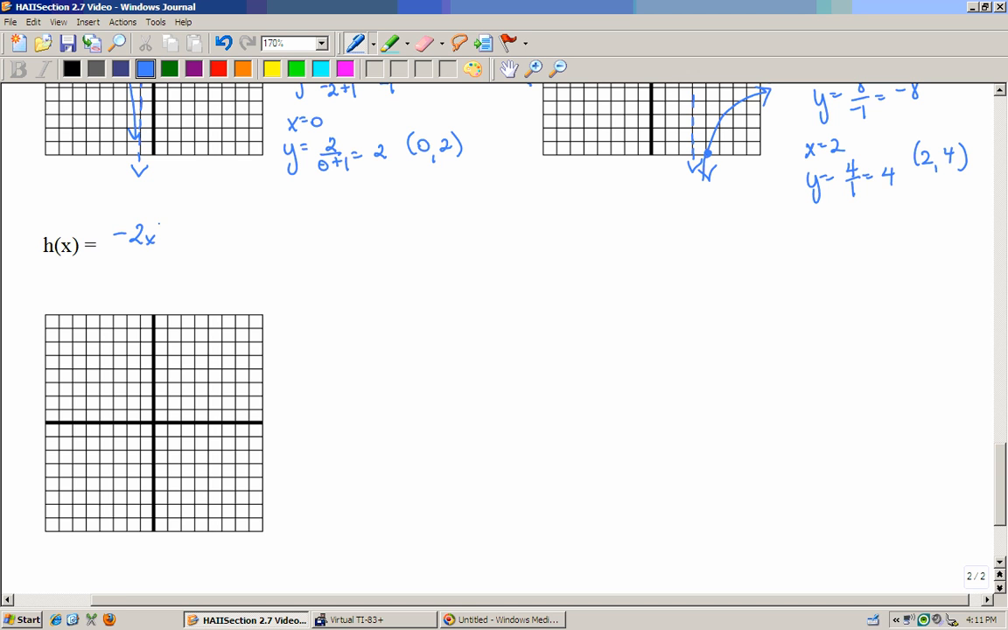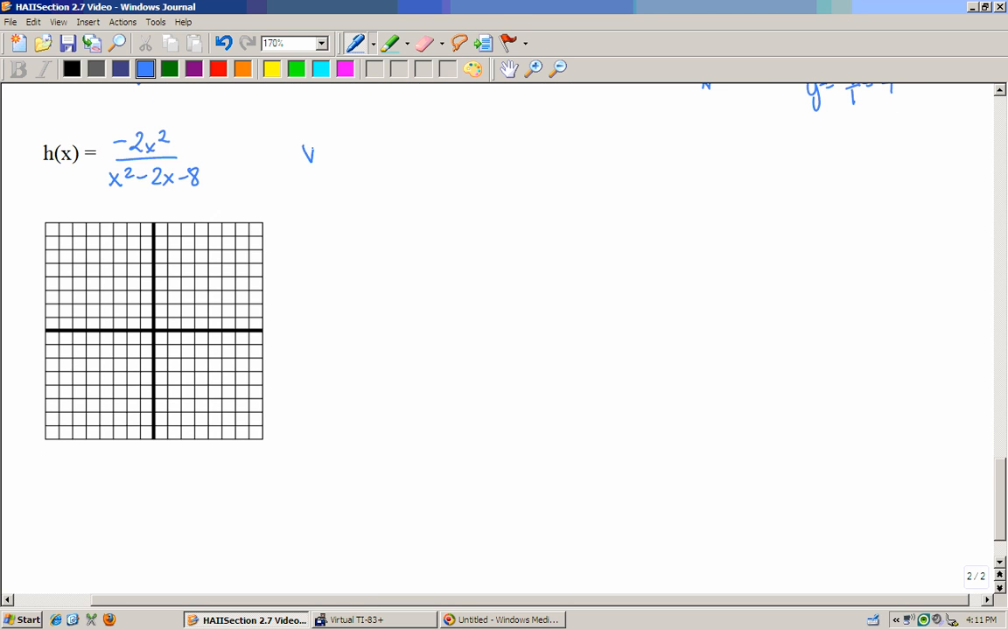Last example, if we go down here to h of x, I'm going to say it is negative 2x squared over x squared minus 2x minus 8. So we first have to figure out what the vertical asymptotes are by setting the denominator equal to 0. So this is a quadratic. You need to set it equal to 0 and factor. So that's x minus 4 times x plus 2. Two places where that's equal to 0 is when x equals 4 and when x equals negative 2. That means there are actually two vertical asymptotes where your graph is going to approach. So graph a vertical line at x equals 4 and a vertical line at x equals negative 2.